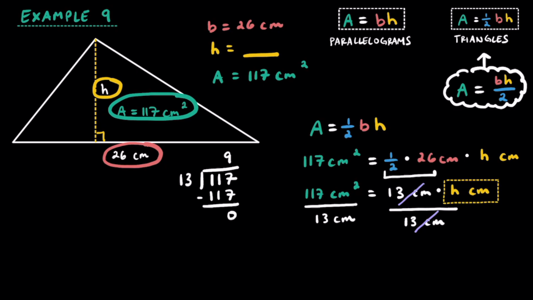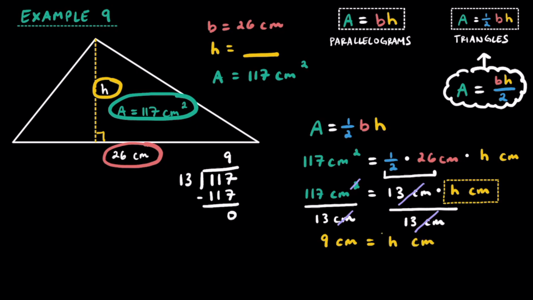We now know that 117 divided by 13 is equal to 9, and we can also say that the centimeters squared over the centimeters, the centimeters will cross out on top and bottom, but we had 2 of them being multiplied on top, so we still have 1 of those, and that's still equal to the right side, which is equal to h centimeters.